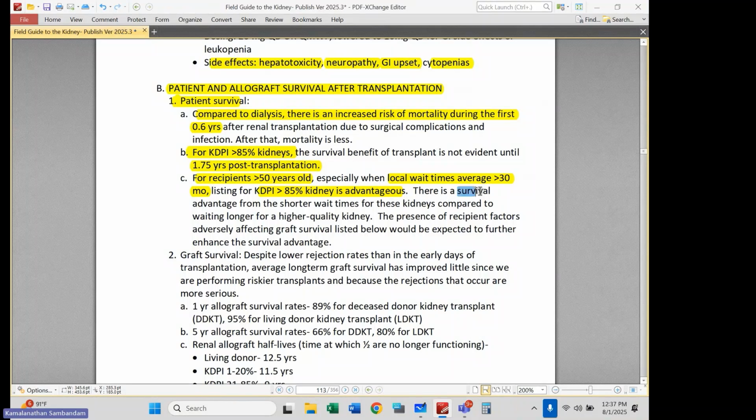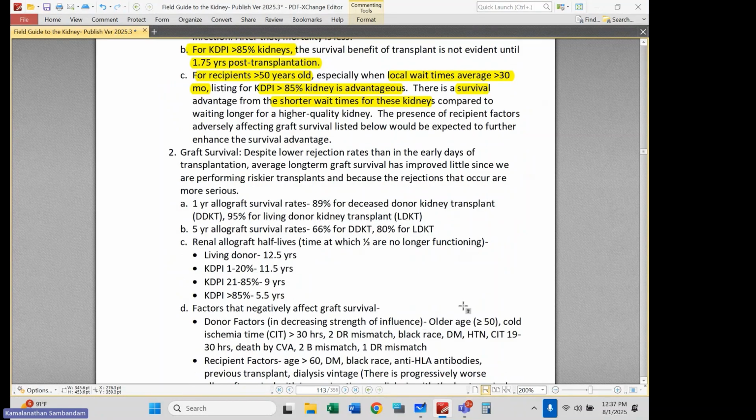Again, this is the survival advantage when compared to staying on dialysis and accumulating the morbidity of uremia, or imperfect metabolic control.